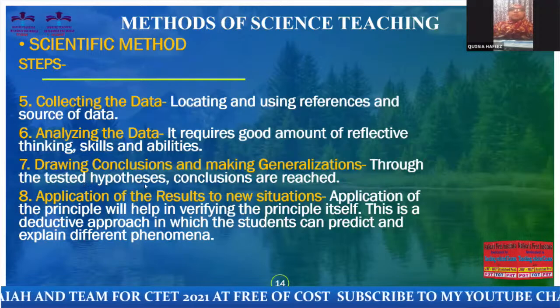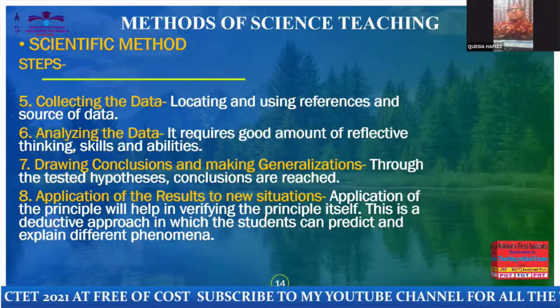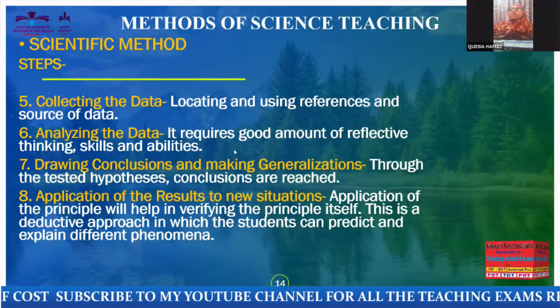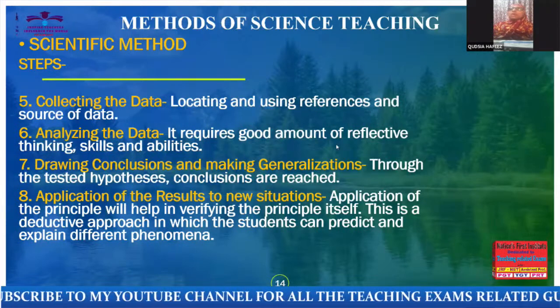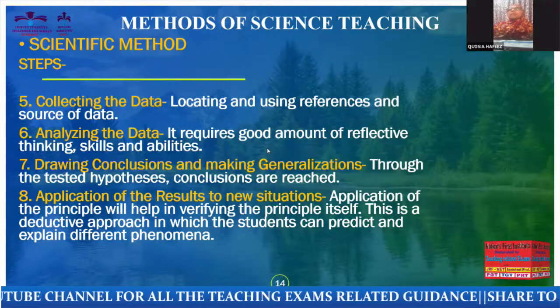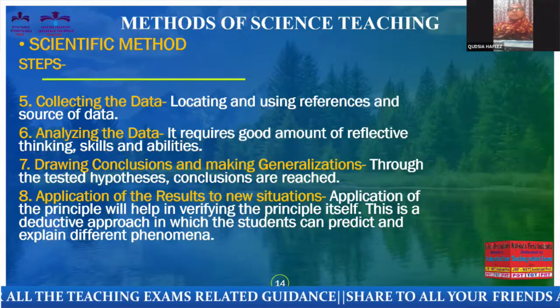Seventh is drawing conclusions and making generalizations. Through the tested hypothesis, conclusions are reached. Once they have tested the hypothesis and analyzed the data, and found out whether the hypothesis is true or untrue, all these lead them to draw conclusions out of the analysis of the data and make generalizations.